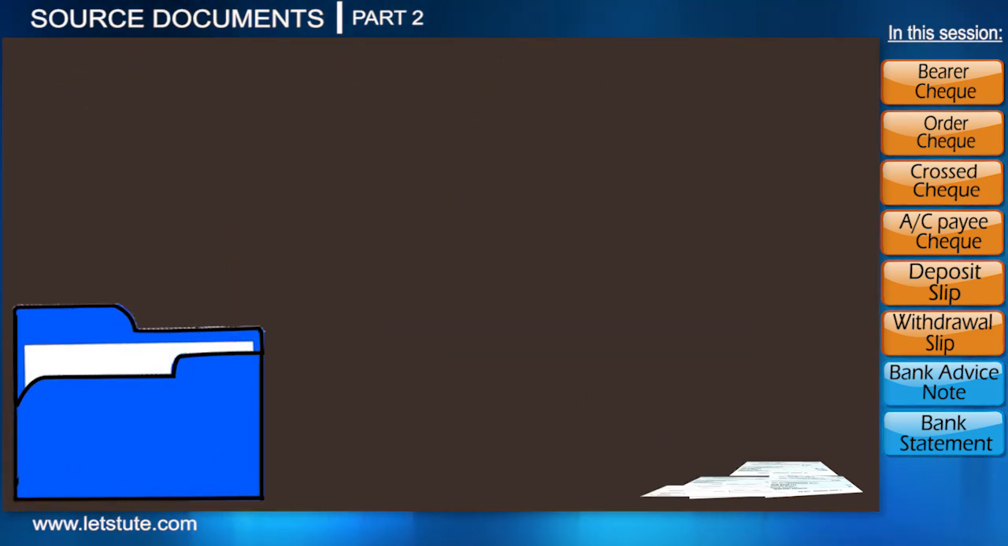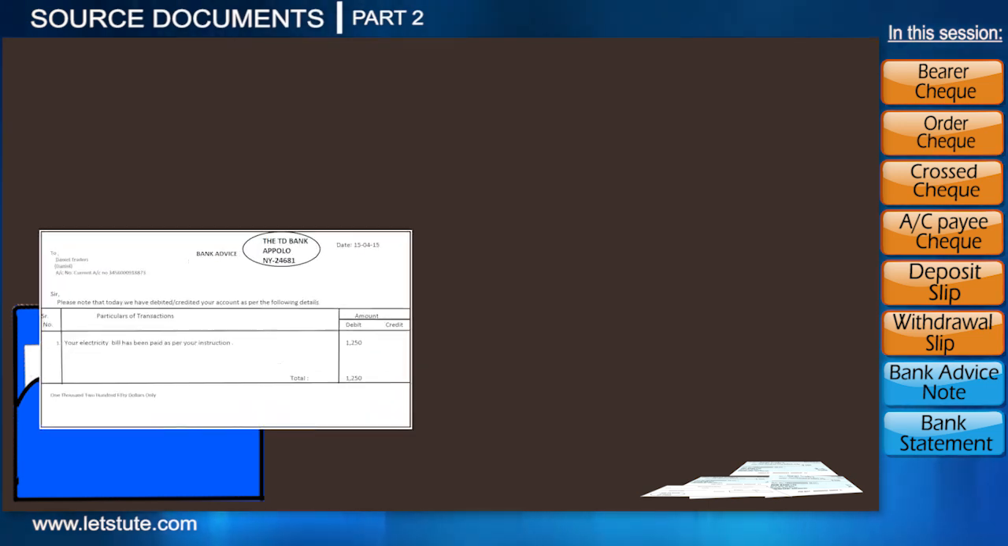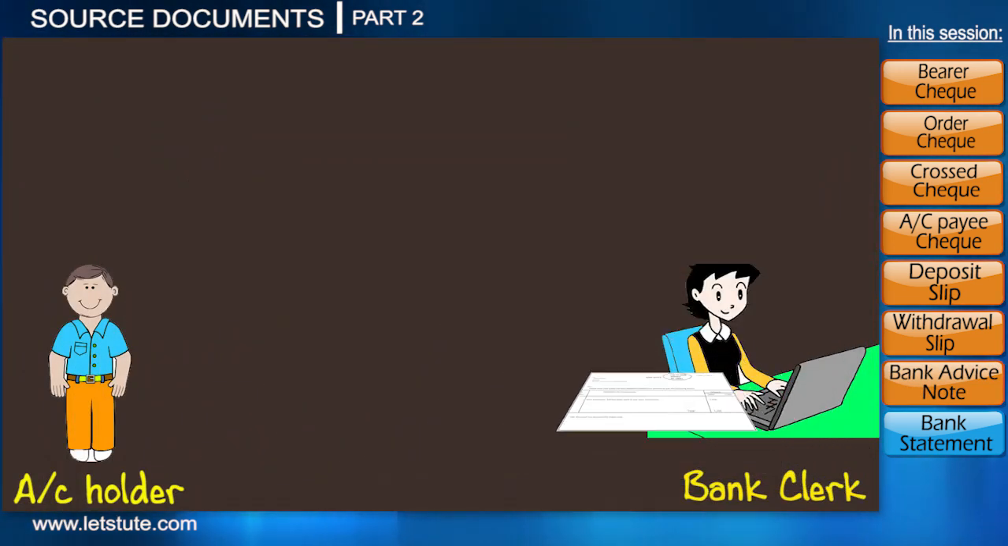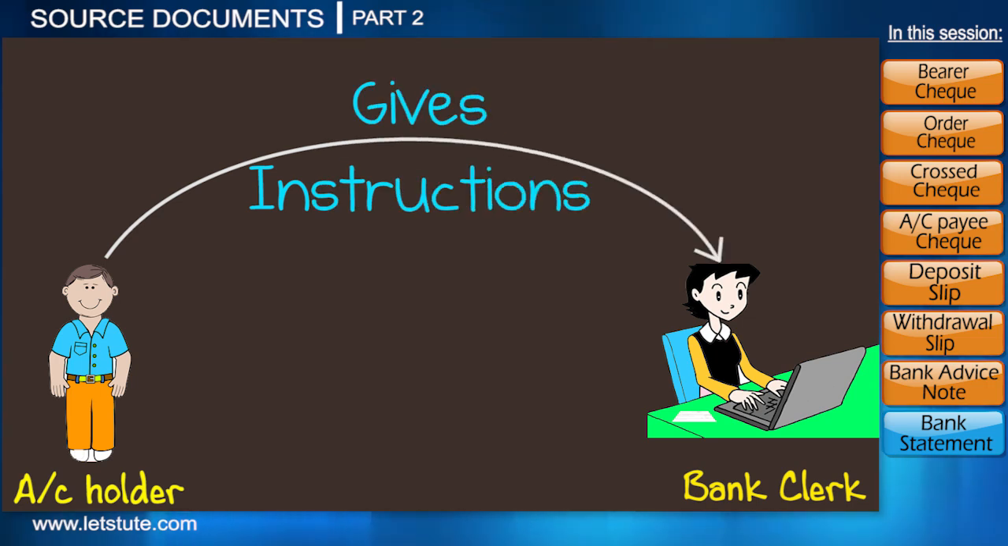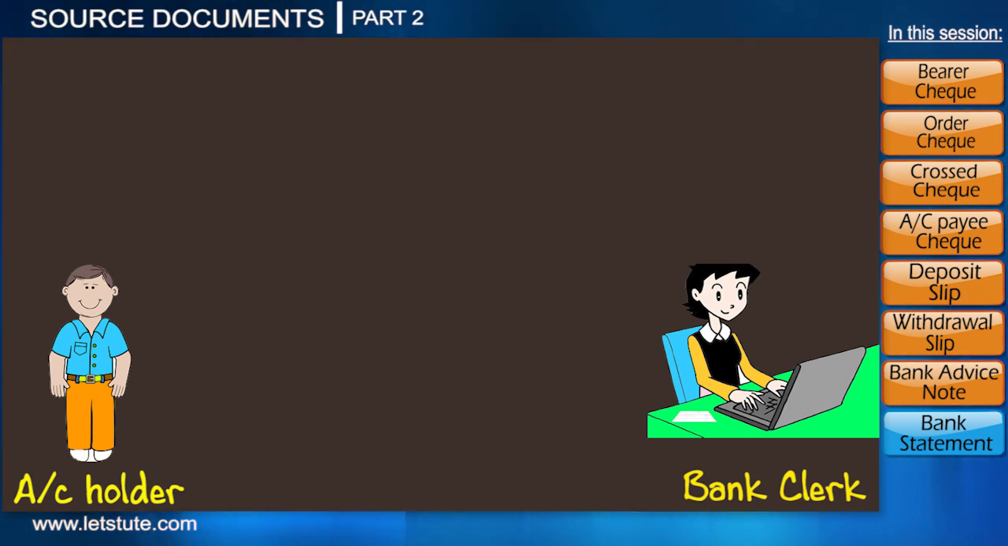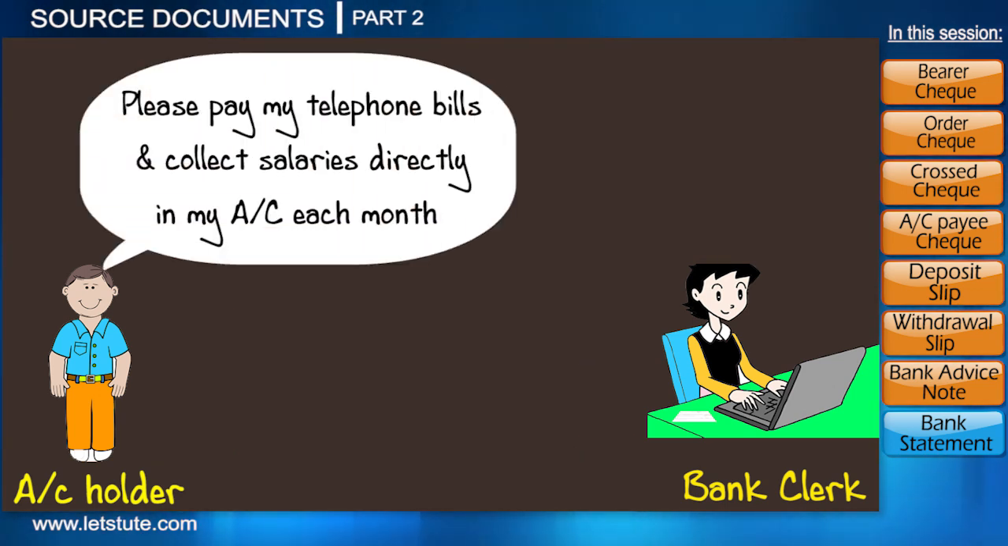Let's see what else is in this folder. Here we have a note which says advice to the customer. Bank advice. A business account holder may have instructed their bank to pay out expenses of his business like bills, rent, electricity, interest, dividends, salaries directly every month from their bank account, or to collect the same type of incomes directly on his behalf and get it credited in his account.